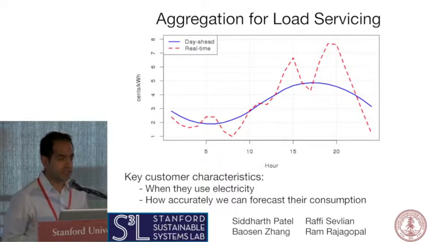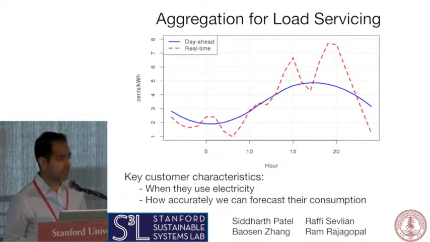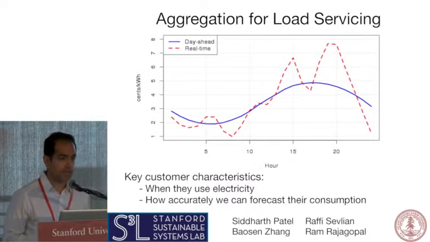Our model is a utility that purchases electricity in a two-stage wholesale market, the day-ahead market and the real-time market. At the day-ahead stage, the utility has to forecast its users' consumption and it purchases electricity at the day-ahead price vector, which is the blue curve there. At real time, if the actual consumption of its users deviates from its forecast, it has to purchase the difference at the real-time price, the red curve, which can be quite spiky.